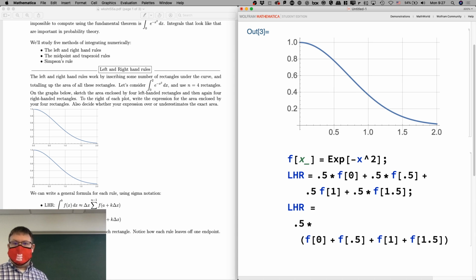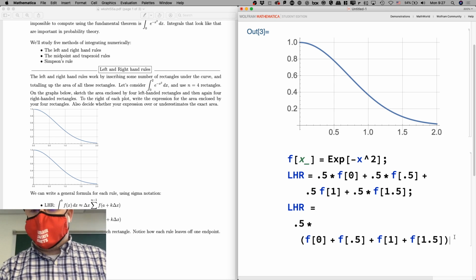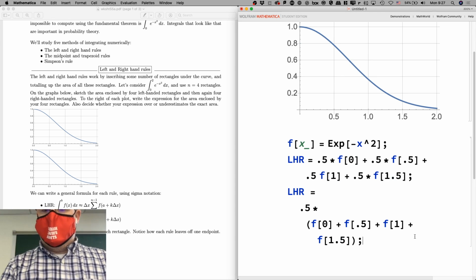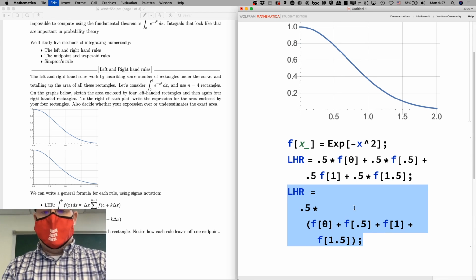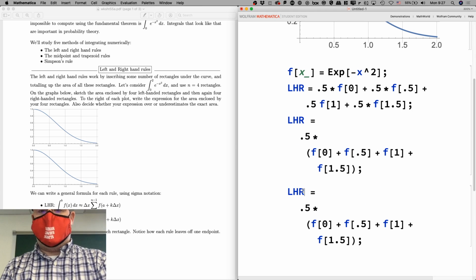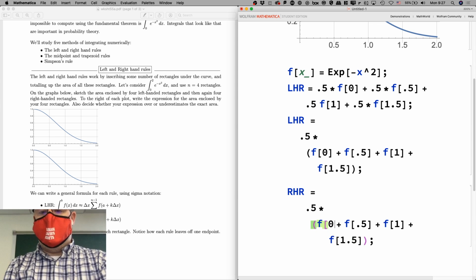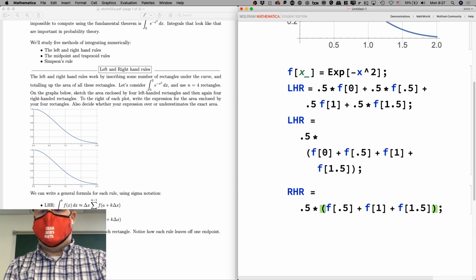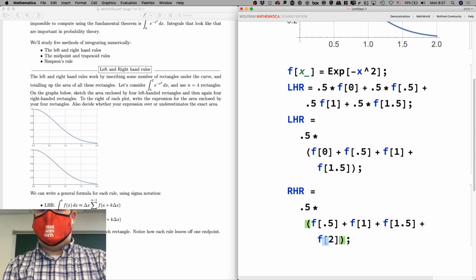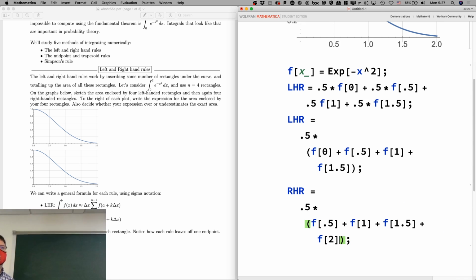Okay, so that's the left-hand rule. And what's the only thing that would change to make this the right-hand rule? Yeah, exactly. Just offset it. So the right-hand rule would basically be that. So all I would do is leave off the first one, but otherwise everything looks pretty much the same.